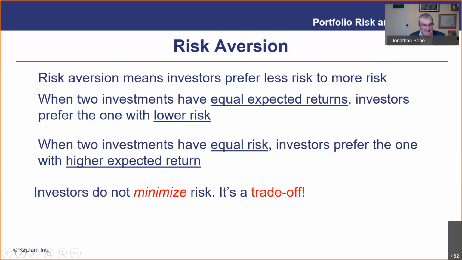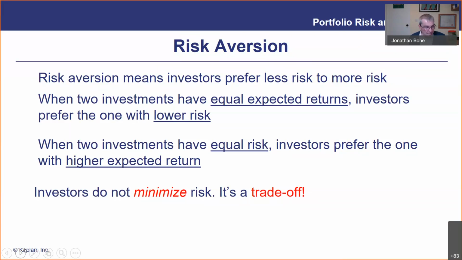Now, different investors have different levels of risk aversion. And that simply means that they have different required increases in return for taking on one unit of extra risk. Okay, so notice risk aversion means investors prefer less risk to more risk.